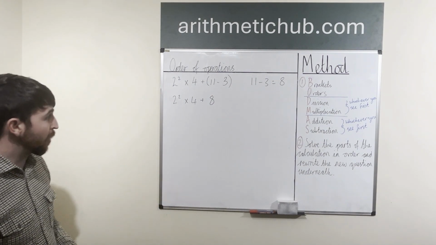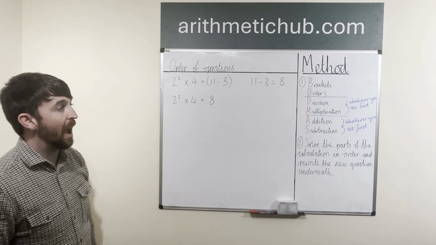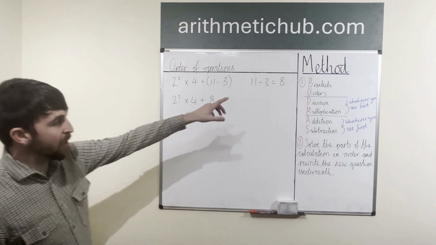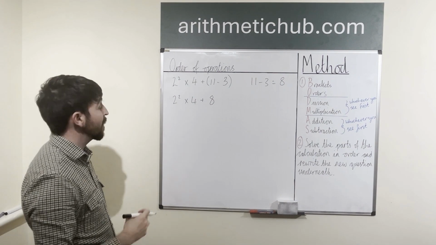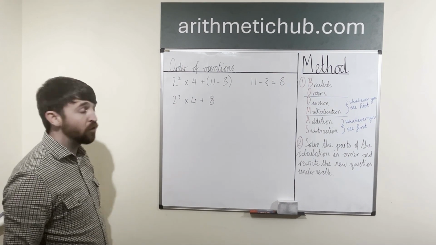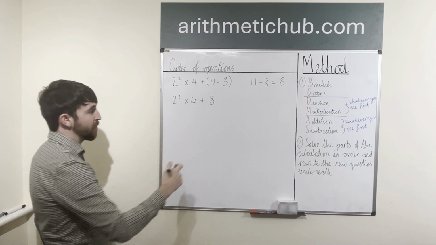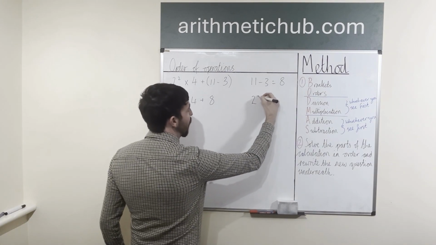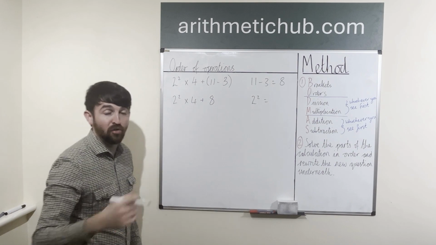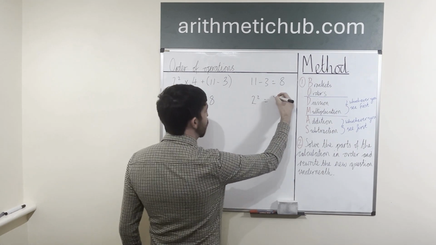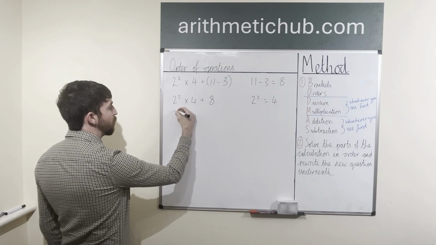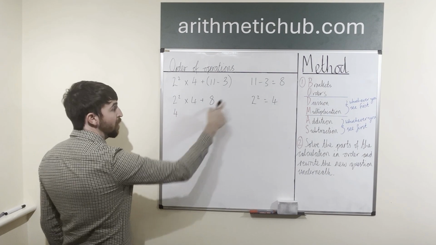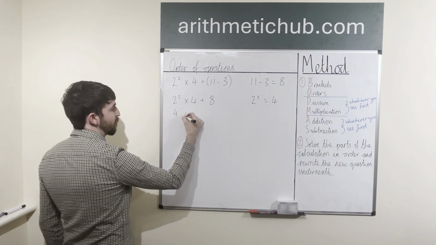Okay, so now we've got 2 squared times 4, add 8. The next thing we do after brackets is we do our orders. Now, we said orders are things like squared and cubed. We have 2 squared here. So now what we need to do is we work out what 2 squared is. 2 squared is the same as 2 times 2. 2 times 2 is going to give us 4. Again, we rewrite it underneath once we've solved a part of the calculation. 2 squared was 4, so we write this underneath.